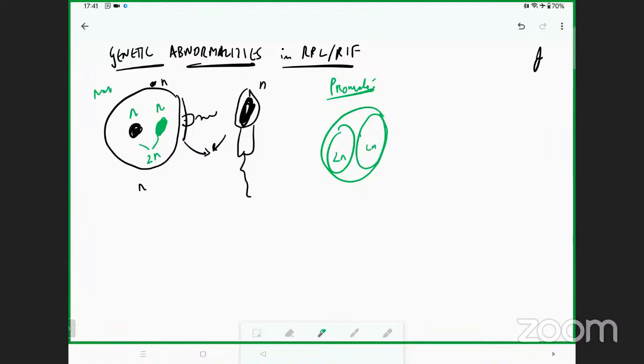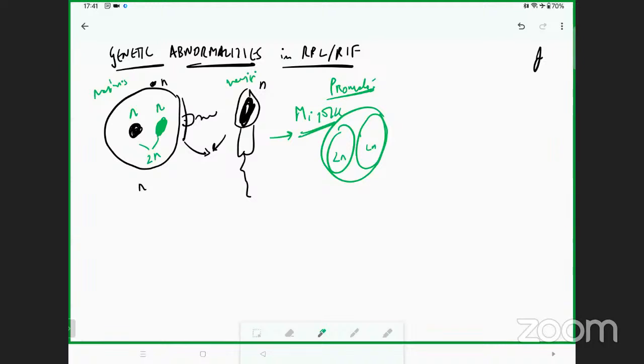When the egg is formed, it is arrested in meiosis. How is the sperm formed? It is a meiotic division. After fertilization, all divisions that occur are mitotic divisions. That means there is no reduction in the number of chromosomes. There is only doubling of the cells. Just keep that in mind because this forms the basis of all these things.